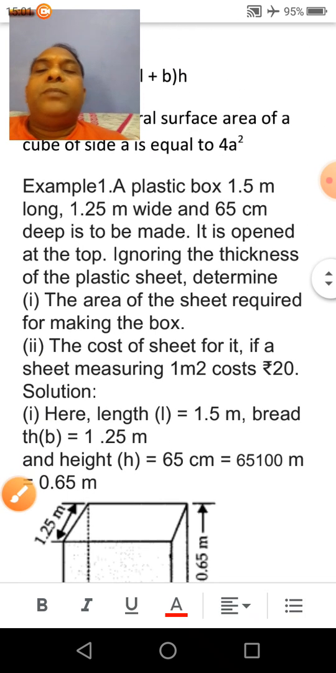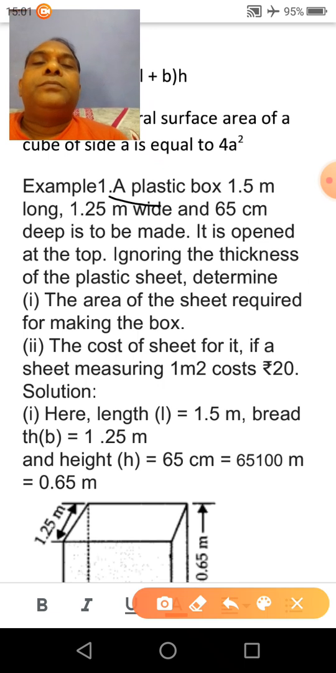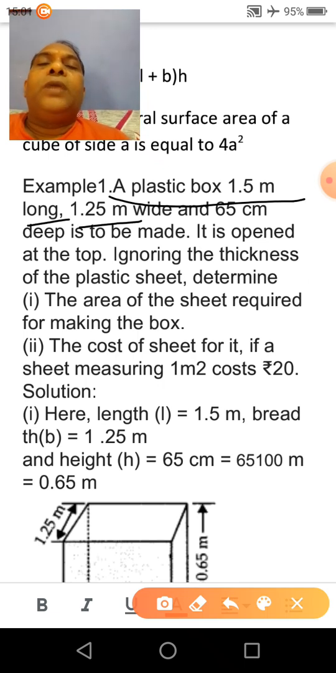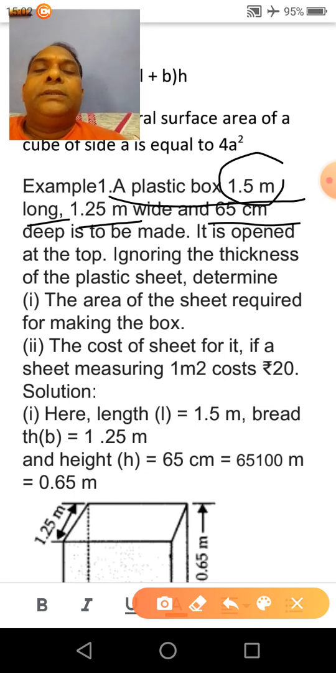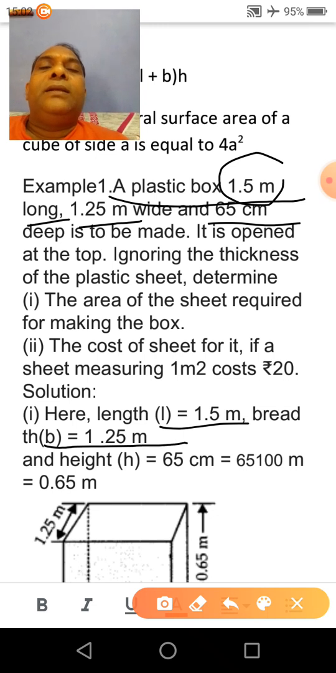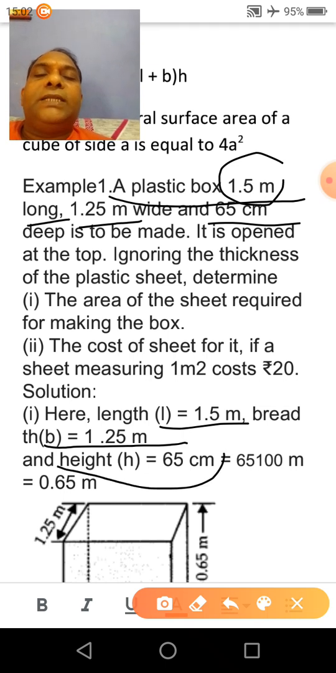A plastic box 1.5 meter long, 1.25 meter wide and 65 centimeter deep. So L is 1.5 meter, B is 1.25 meter and 65 centimeter deep. So height will be 65 centimeter.